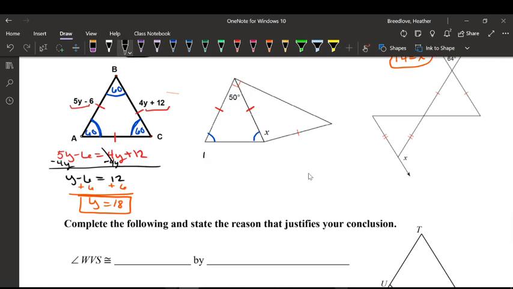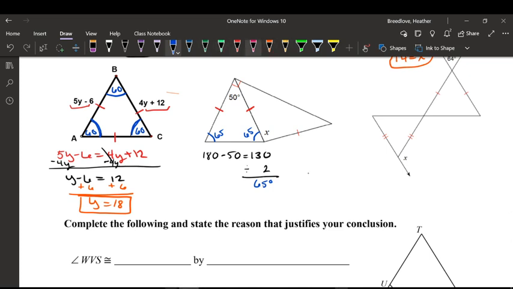So I could say 180 minus 50 is 130. And then I could divide that by 2. So each of those is going to be 65 degrees. So this is 65, and this is 65. I'm still not at x yet, but at least I'm on my way to knowing what all the angles are. I've solved for the angles in the small triangle.